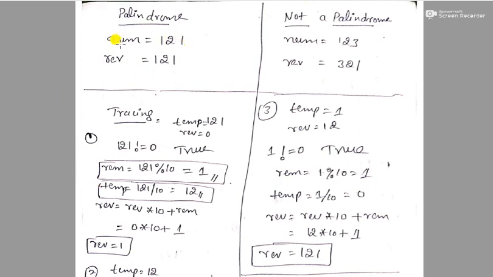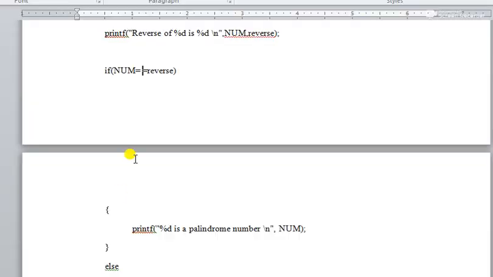That's why we assign num to a temporary variable. If you don't assign num to a temporary variable and directly use num for the calculation, then we are not comparing properly. Why? Because num value will become 0. We can't compare 0 with 121. That's why I keep num, and that num is assigned to a temporary variable. So now num we are comparing with reverse.